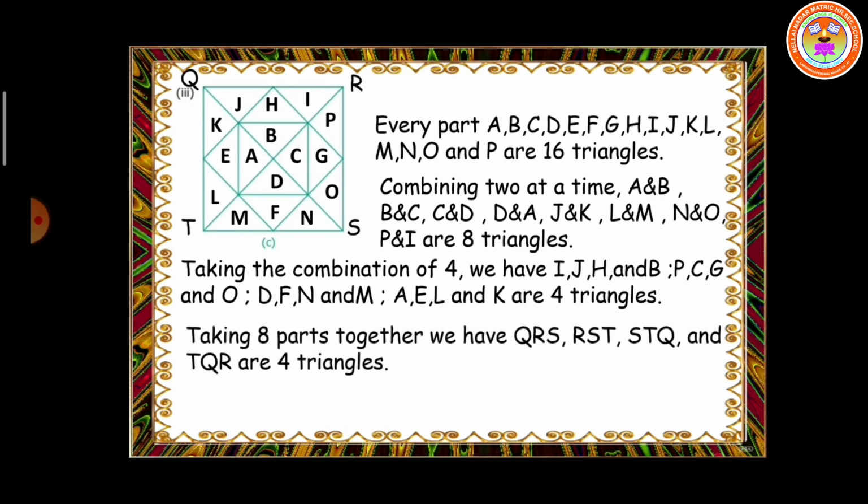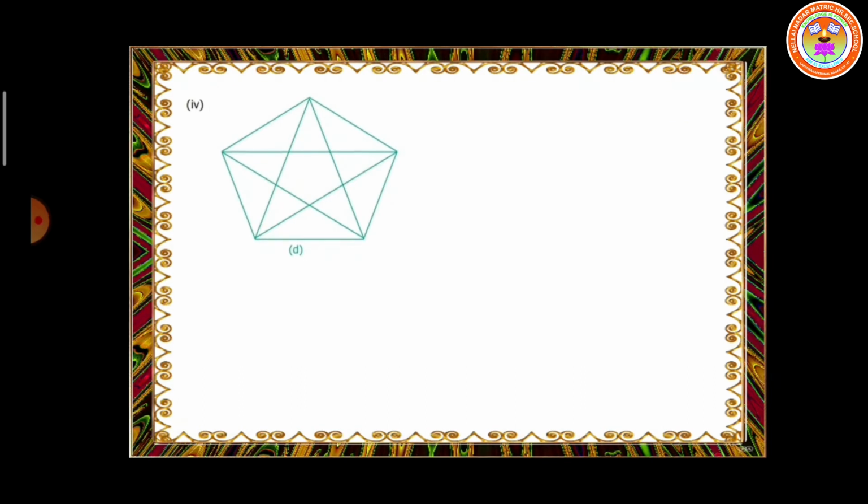Taking 8 parts together, we have Q R S, R S T, S T U and T Q R are 4 triangles. Total triangles: 16 plus 8 plus 8 plus 4 is equal to 32 triangles. Next sum.